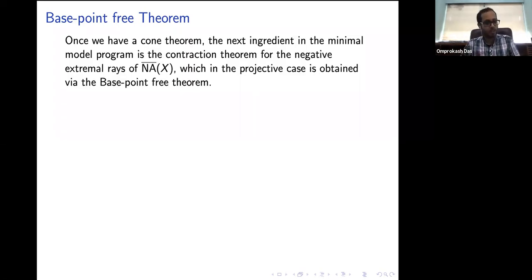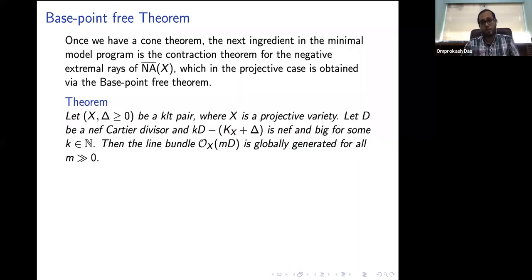So once you have a cone theorem, the next order of business in MMP that is most important is that you need a contraction that lets you contract the negative extremal rays. In the case of projective varieties, this is done using the base point free theorem. So let's recall the base point free theorem for projective varieties. When (X, Delta) is a KLT pair, X is projective, and D is a nef Cartier divisor such that kD minus (K_X plus Delta) is nef and big for some natural number k, then O_X(mD) is generated by global sections, or in other words, D is semi-ample.